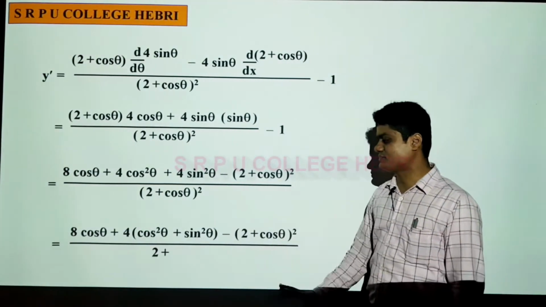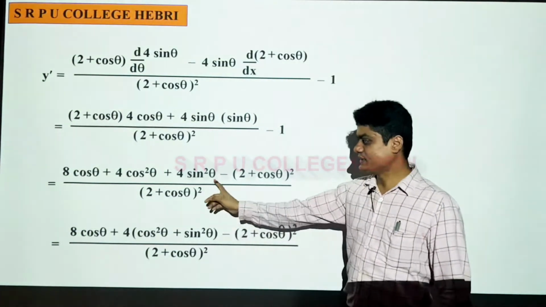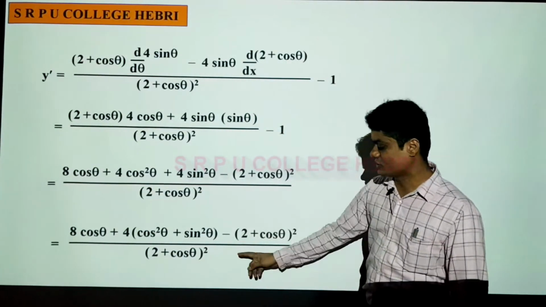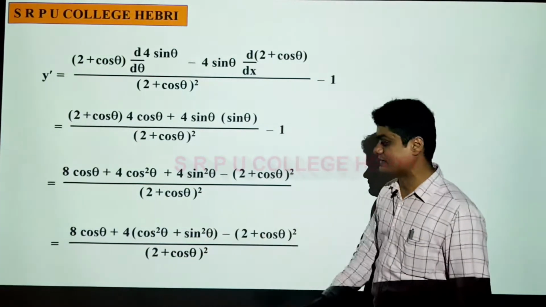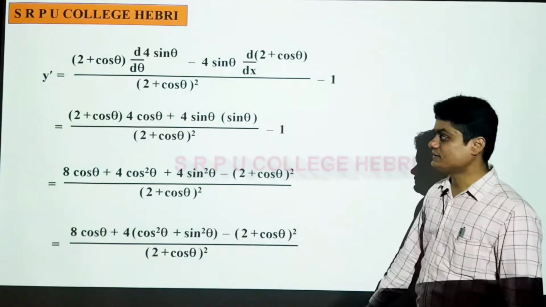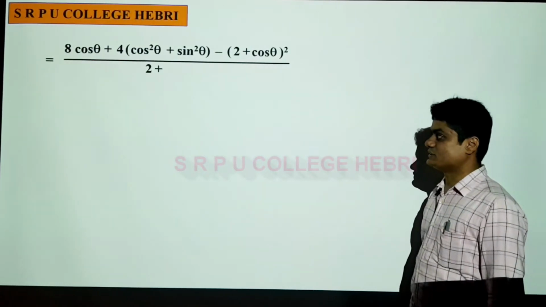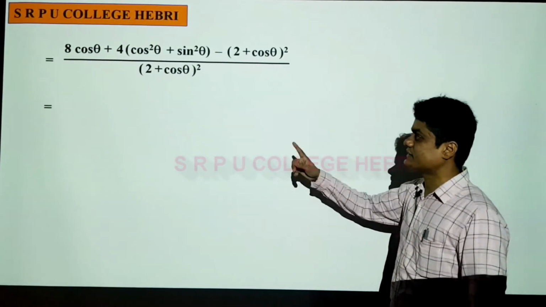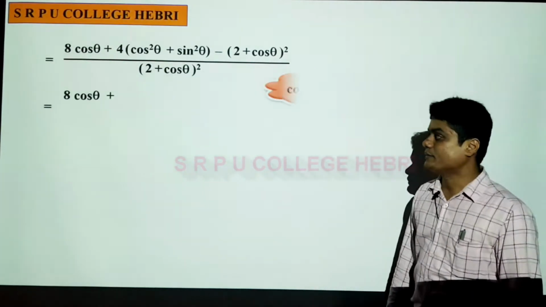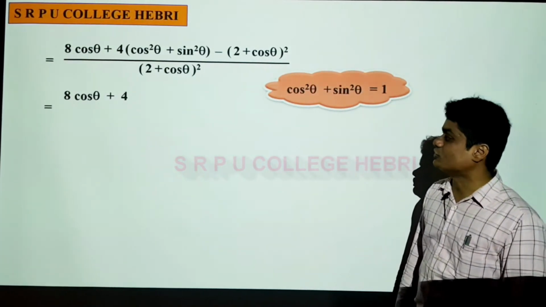Square, and the remaining steps are as it is. Understood? What did I do? I took only 4 as common, and because this is equal to 1, the next term gets cancelled in the next step. Understood? Next, again the same thing will display because it was there in the previous slide. Now cos square theta plus sin square theta will be 1, so because of that it is only equal to 4.